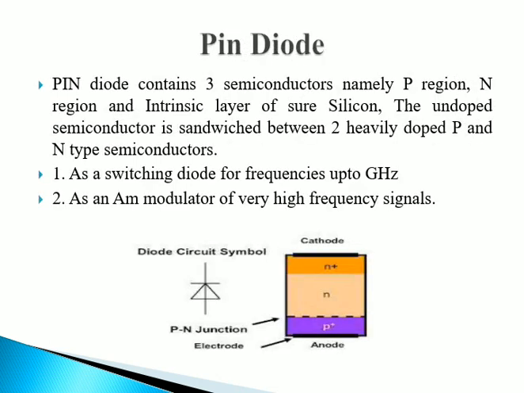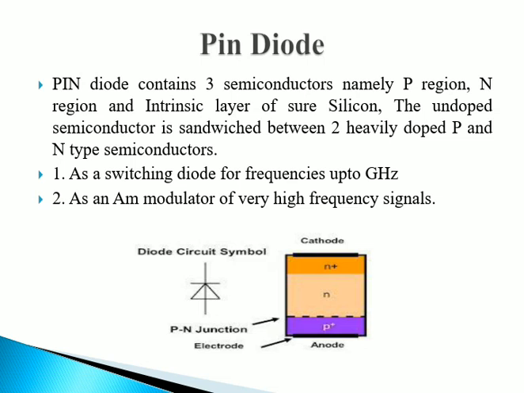Next is the PIN diode. A PIN diode consists of three layers, namely P, N and an intrinsic layer of pure silicon. You can just see the diagram. It is an undoped semiconductor sandwiched between two heavily doped P and N type semiconductors. It is a switching device for frequencies up to many gigahertz, and it can also be used as a modulator for very high frequency signals.